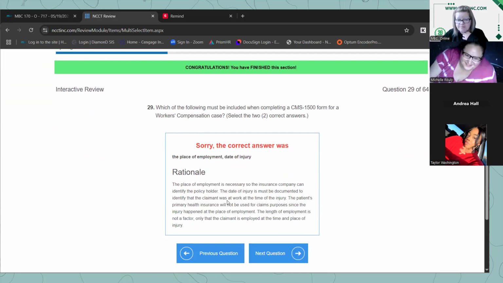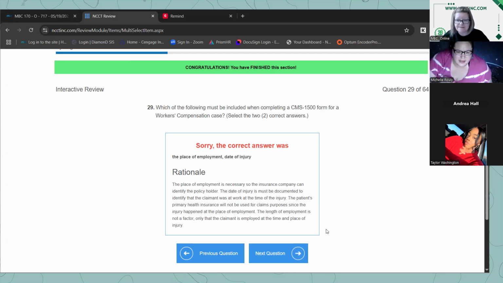Oh, the place of employment is necessary so the insurance company can identify the policyholder. There you go. You were right. I'm reading it wrong, apparently. The patient's primary health insurance will not be used since the injury happened at the place of employment. The length of employment is not a factor, only that the claimant is employed at the time and place of injury. So I feel like that should have been worded differently. Instead of the place of employment, I think that should have been like place of injury, but whatever. Y'all see how they do.